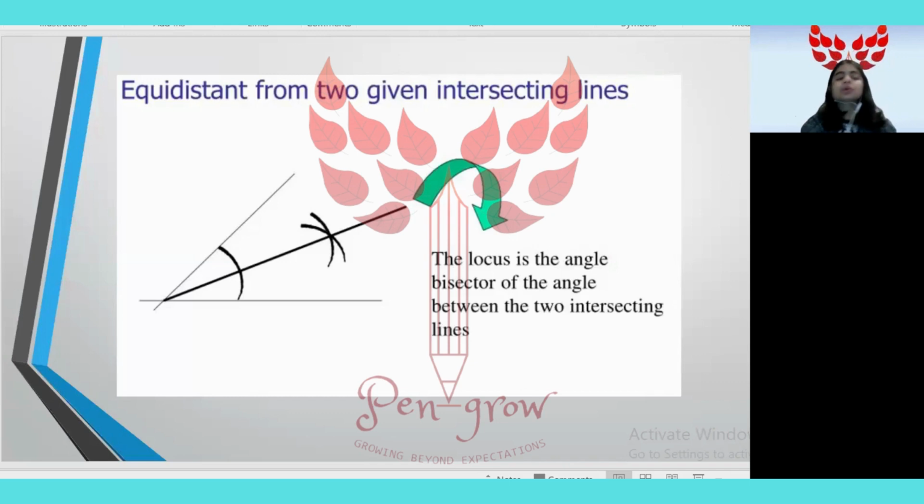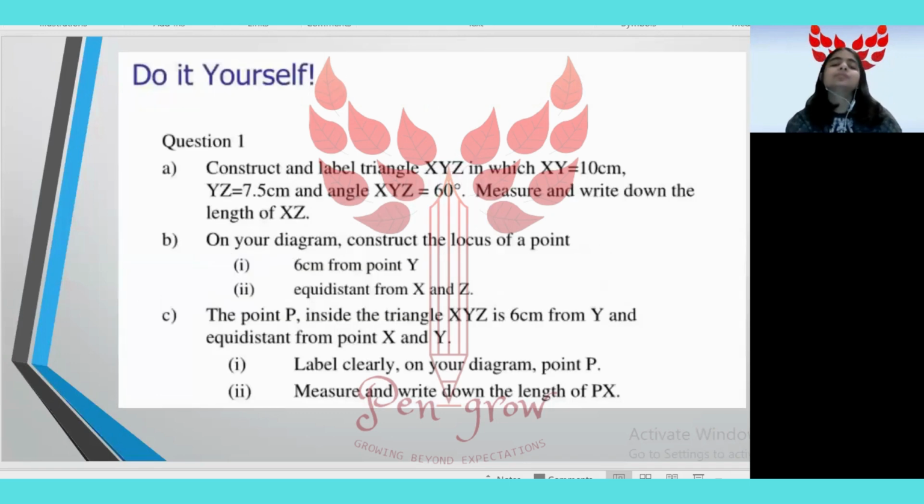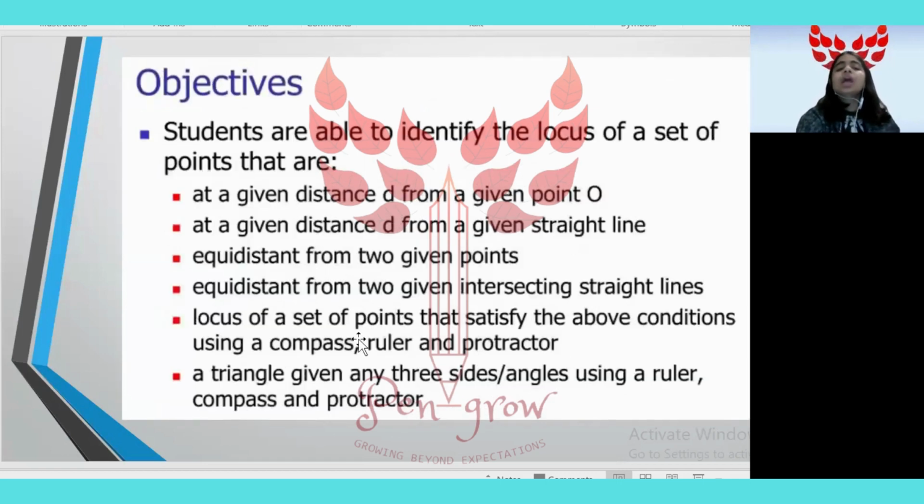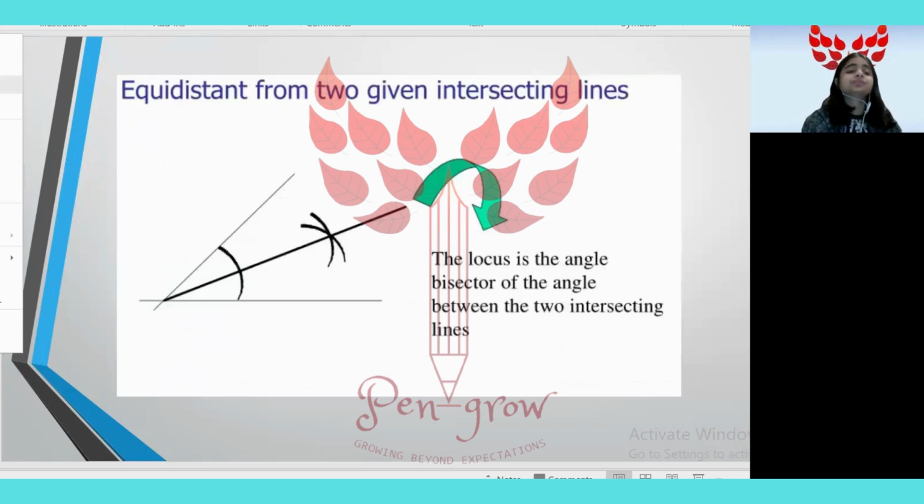Okay, now we will be looking at one question to actually explain how the question is coming, and we are going to do the construction simultaneously. So construct and label triangle XYZ. Okay, first let me show you the learning objectives. We have covered the 4, and I've even simultaneously told you how to actually construct the loci. And we are on the last objective, which will also cover all of these and will be a revision for you. And we're even going to understand how to make a triangle.